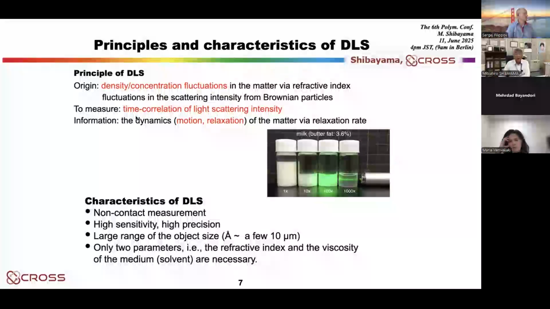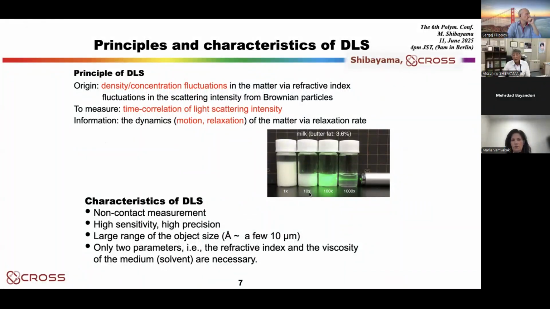What we measure is time correlation of the light scattering intensity. The information we can get is the dynamics, such as motion and regulation of the matter via relaxation rate. This photograph showed how the laser pointer beam is scattered. This is milk. If we use regular milk, we cannot get any information because it's too opaque.